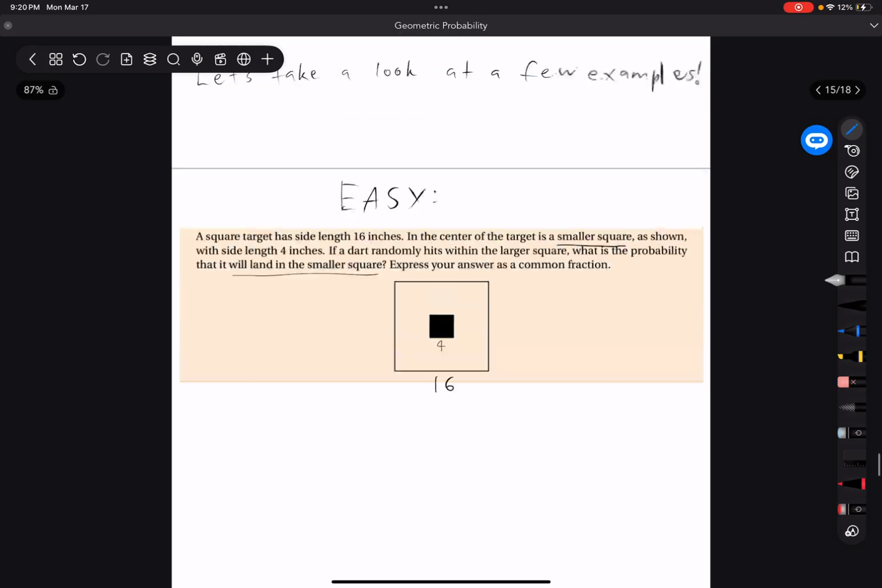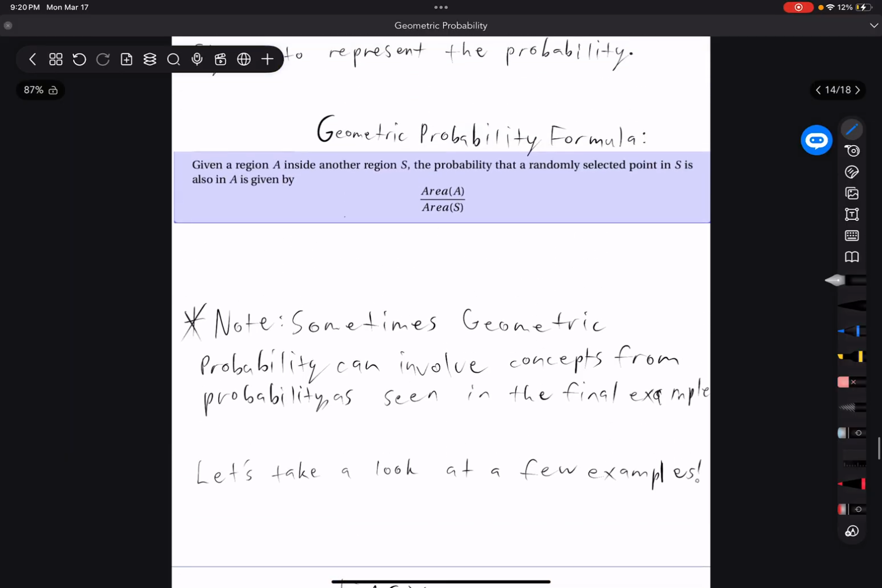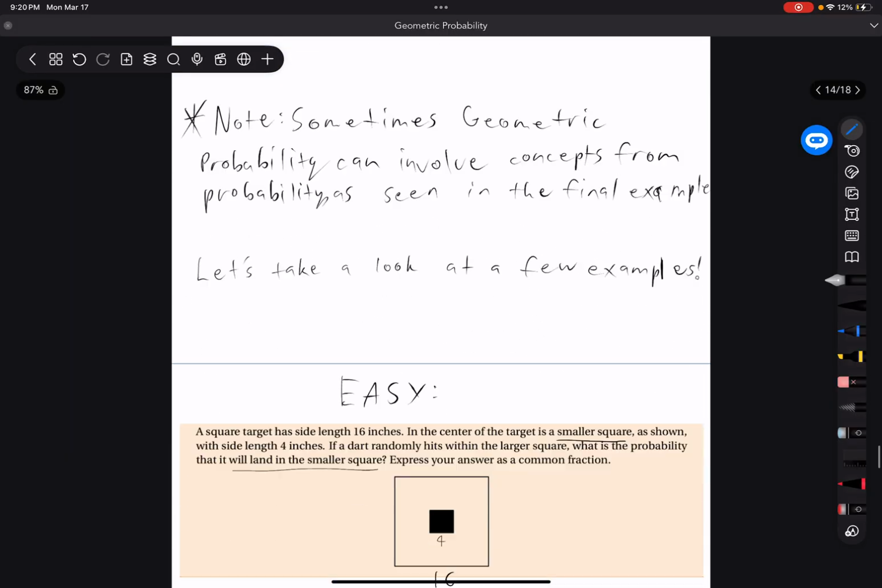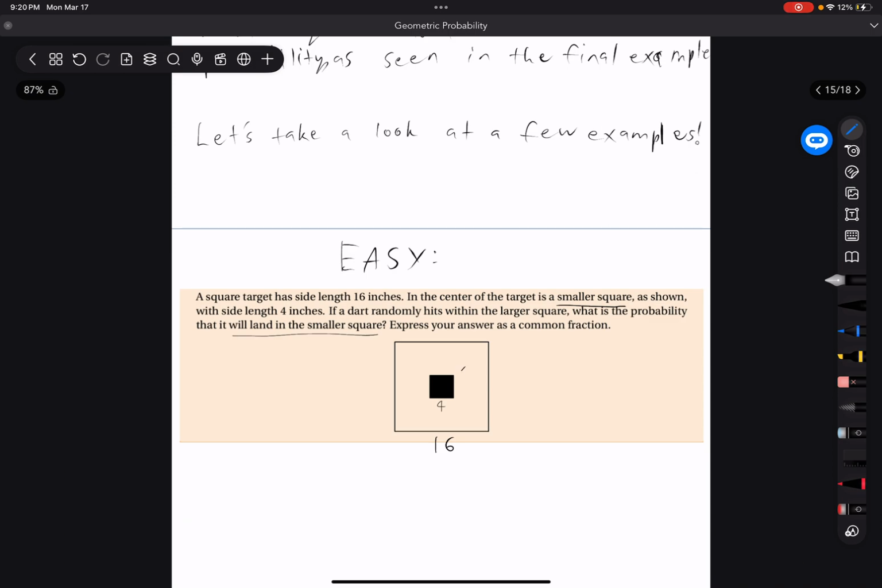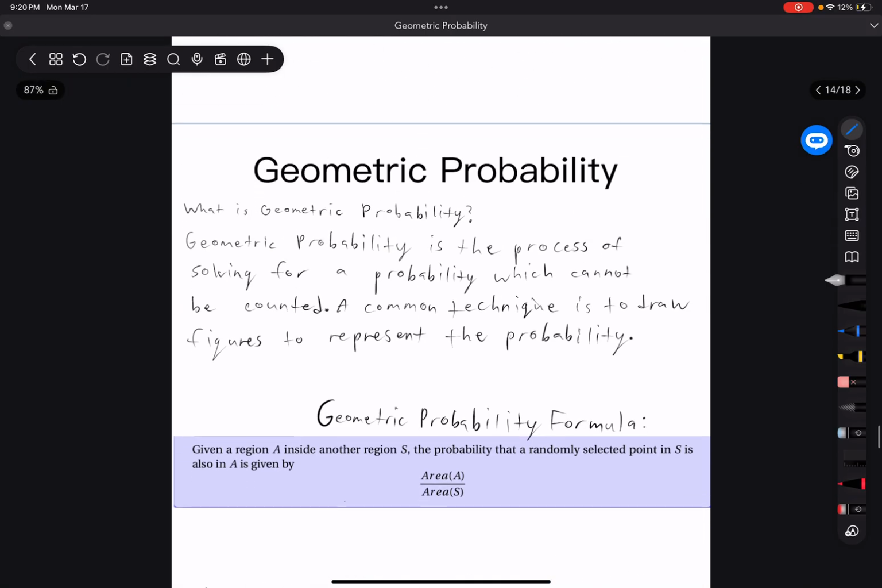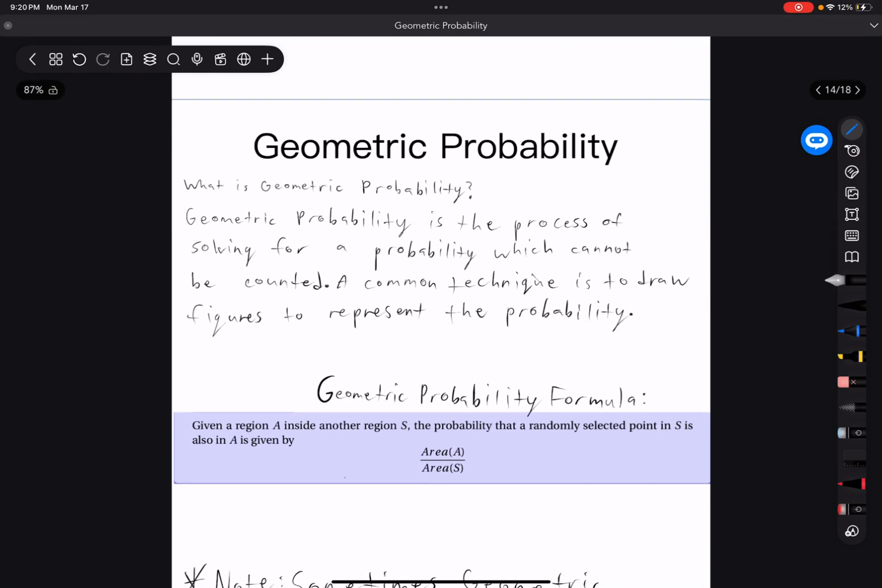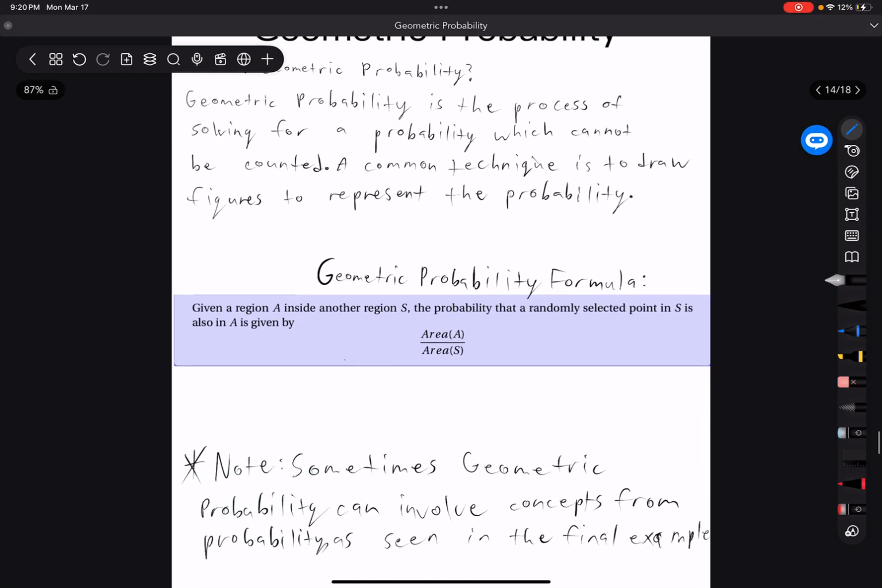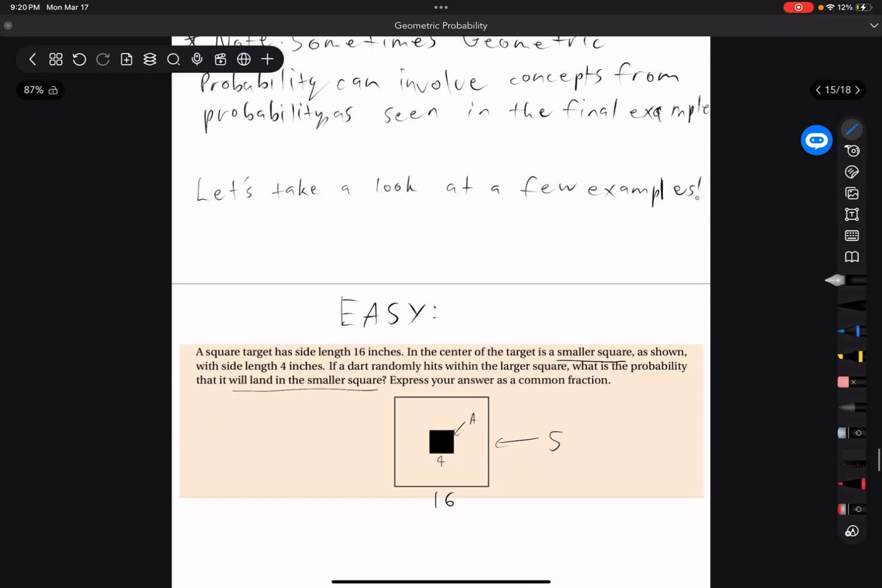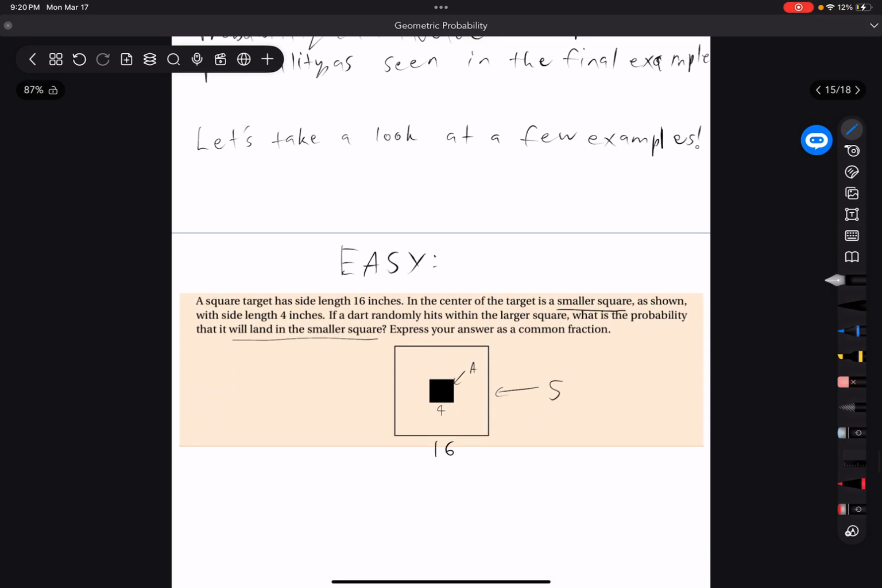So now we can refer back to our formula up here, which is that given a region A inside another region S, we can say that this is region A, and we can say that this big region is region S. The probability that a randomly selected point in S is also in A is given by the area of A over the area of S. So we can figure out the area of region A divided by the area of region S.